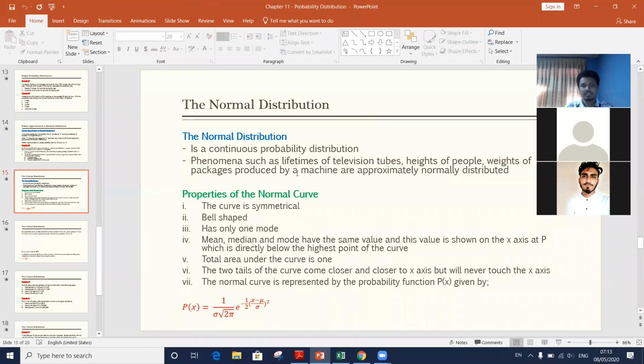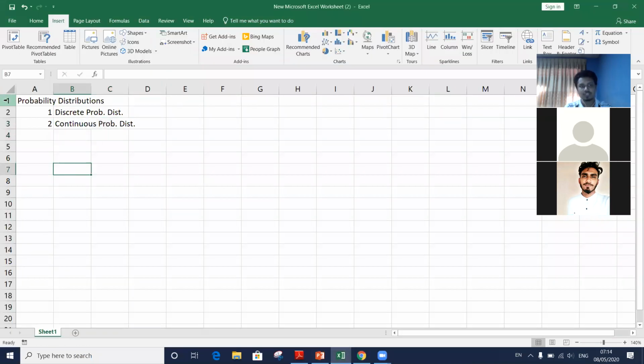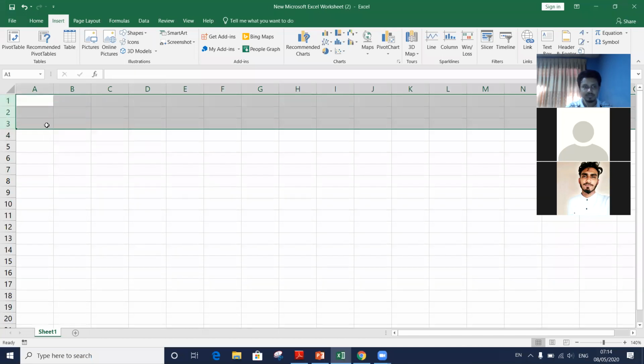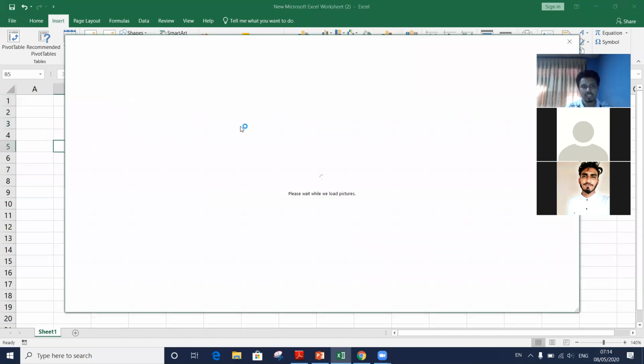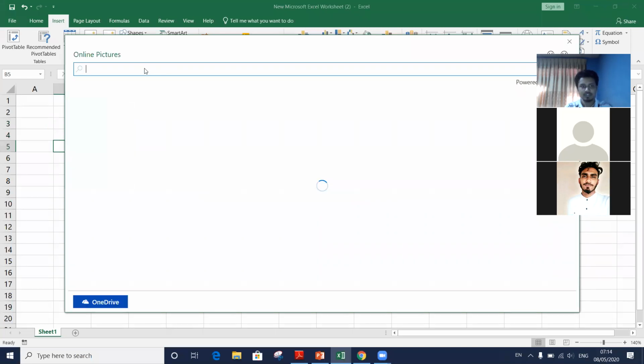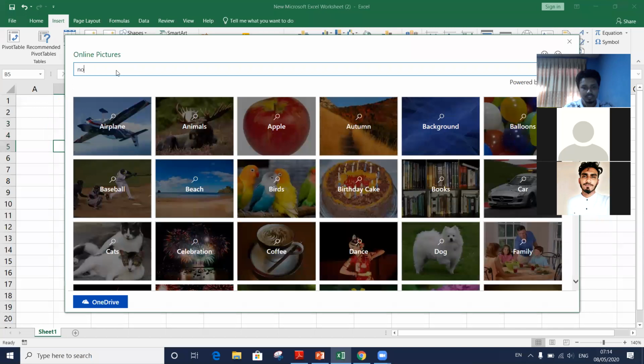Phenomena such as lifetime of television tubes, heights of people, weights of packages produced by a machine are approximately normally distributed. Right? Some examples have been given. If we consider the heights of people, weights of packages, lifetime of television tubes, these are normally distributed. Right? If it is normally distributed, what should be the shape of it? Right? Normal distribution කියලා කියන්නේ these days you see it often, right? Normal distribution.